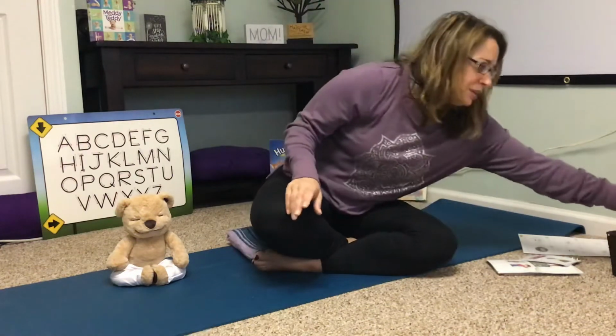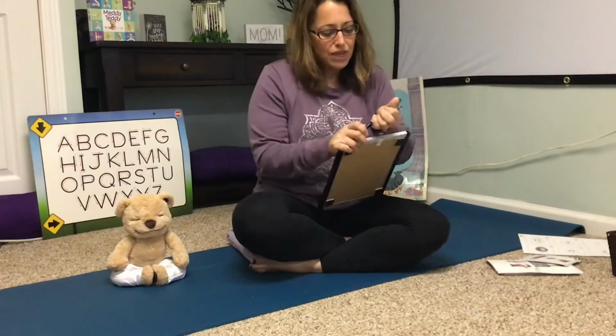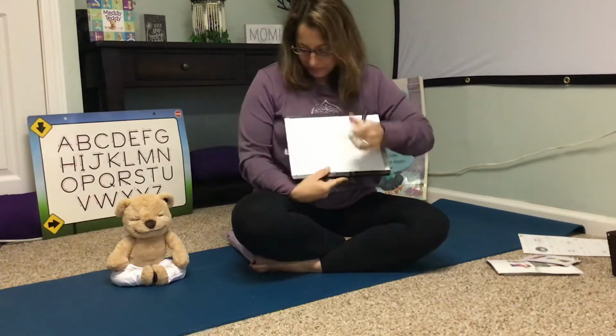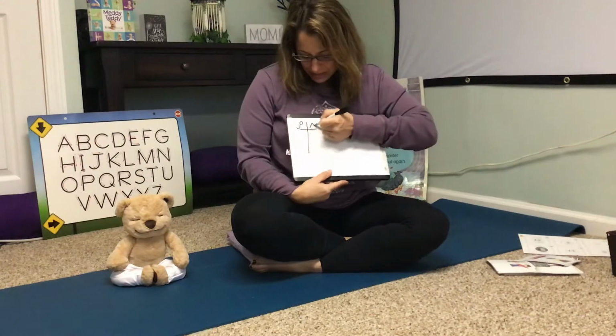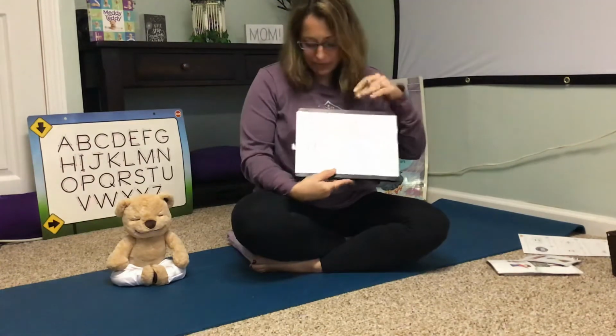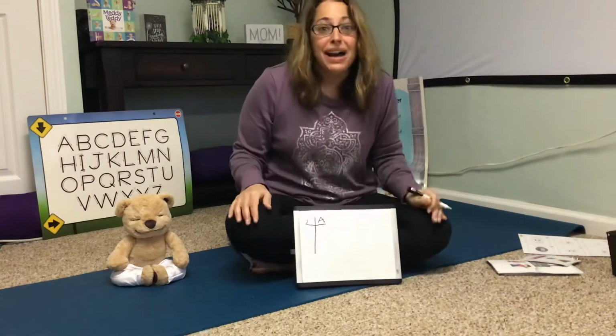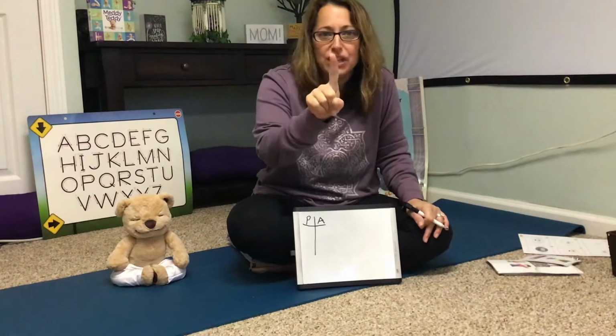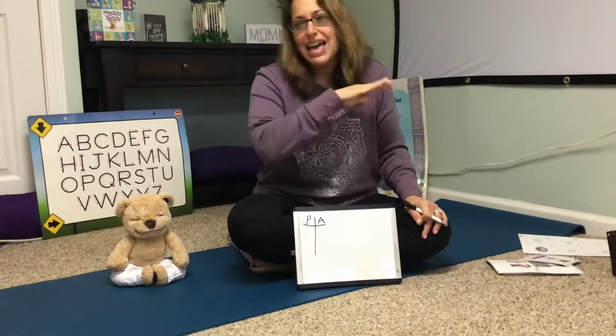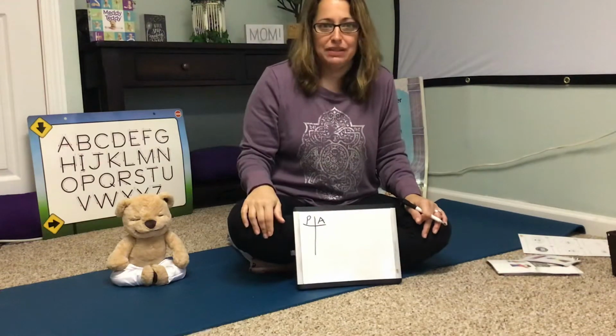Here to learn, here to play. How many friends are here today? Can you count them? So on my board, I will make my T-chart with my P and my A. P for present, A for absent. And in my house today, there's only one person present. That's me. Everyone else is sleeping.